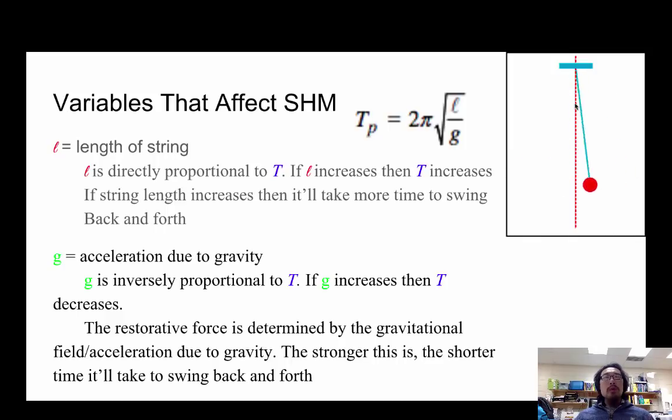So let's say we were to take this pendulum and put it on the moon. We know that on the moon the acceleration due to gravity decreases, and because g is in the denominator, the period would increase because it's an inverse proportionality. If one goes up, the other one has to go down. If one goes down, the other one has to go up. And so what that means is that the pendulum will take longer to swing back and forth.